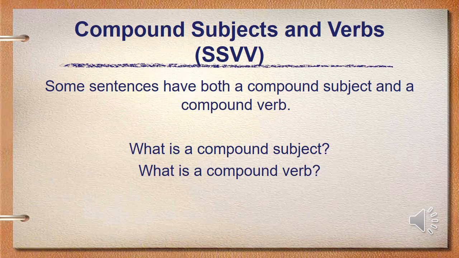The last formula of simple sentence is SSVV, or we can say compound subject with compound verbs. With the compound verb, some sentences have both a compound subject and a compound verb. What is a compound subject and what is a compound verb? That means we have two or more subjects or two or more verbs in one simple sentence.